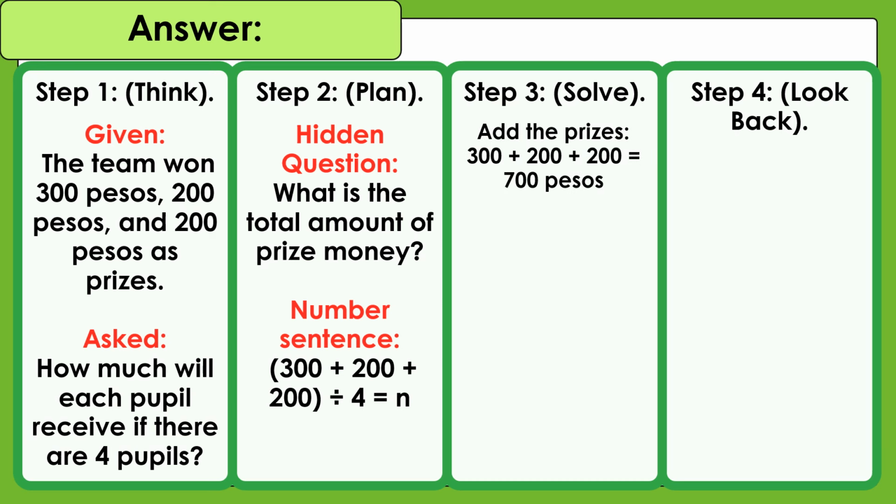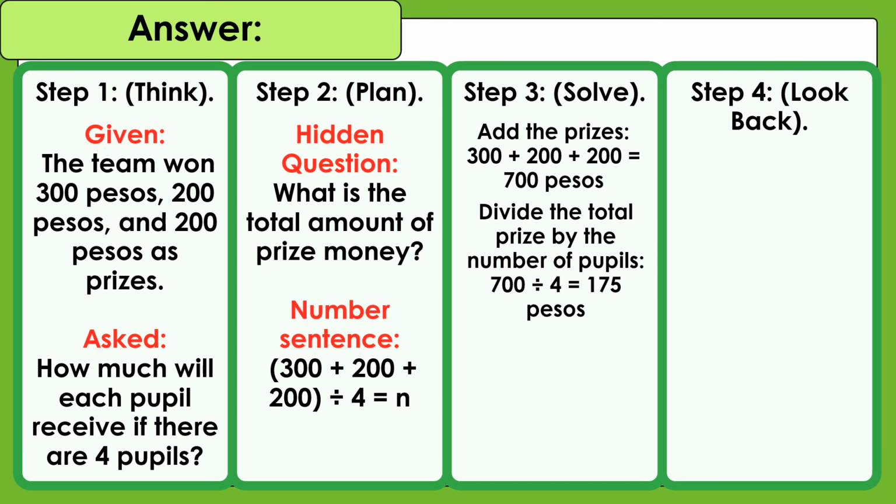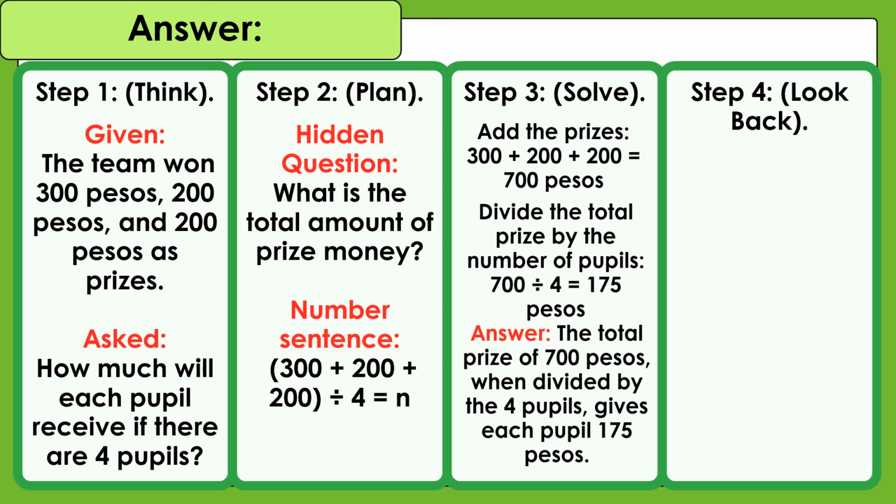Step 3. Solve. Add the prizes. 300 plus 200 plus 200 is equal to 700 pesos. Then, divide the total prize by the number of pupils. 700 divided by 4 is equal to 175 pesos. The answer: the total prize of 700 pesos when divided by the 4 pupils gives each pupil 175 pesos. Step 4. Look back. Review your answer. Is it correct?